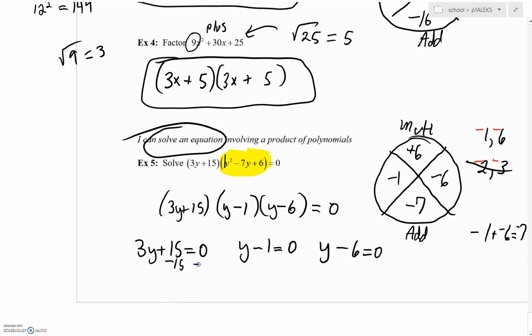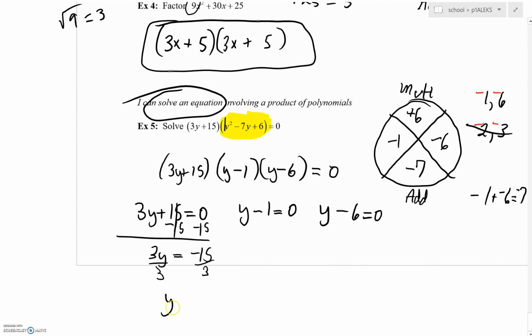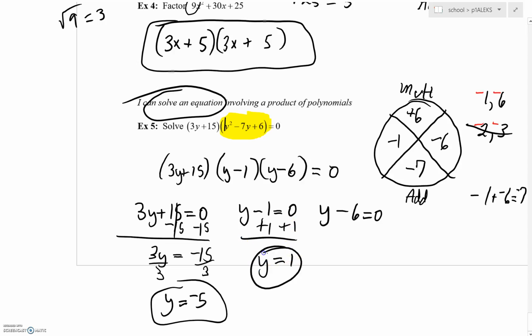First, I can minus a 15, and we'll have 3y equals negative 15. When I divide by a 3, I'll have y equals negative 5. Over here, much simpler, I'll just add a 1. I'll get y is equal to a positive 1. Finally, right here, I'll add a 6, and I'll get y equals a 6. 3 different answers, and there you go.